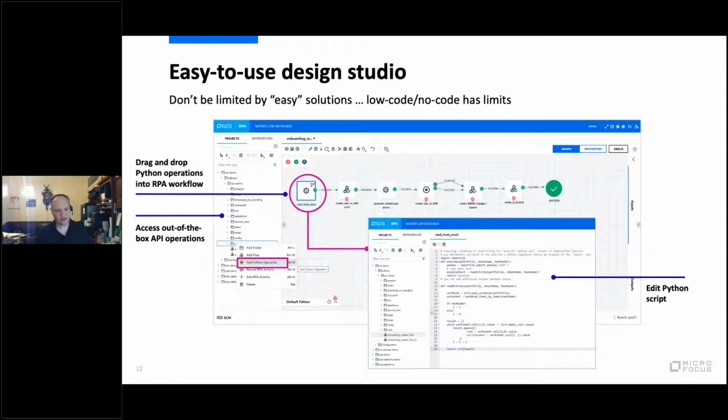So I just want to stress one more time: don't pigeonhole yourself into a product that limits you to very specific tasks or interfaces. Choose one that gives you the ability to start there, but then grow as your needs evolve.